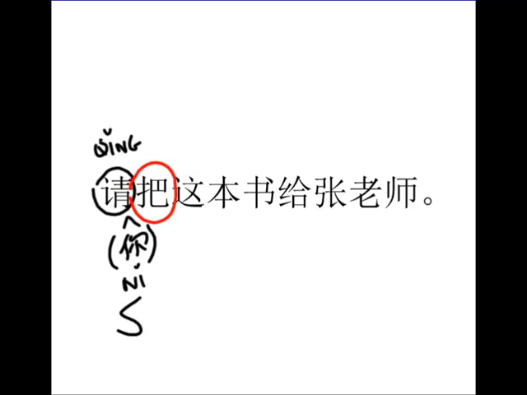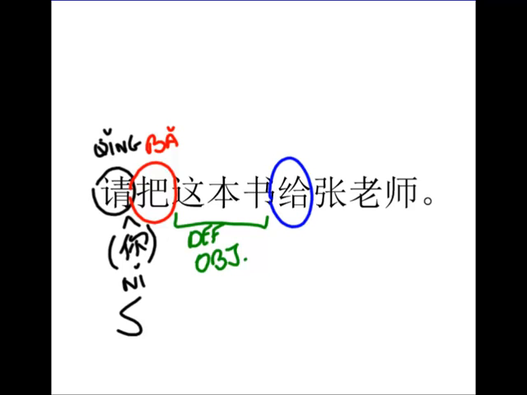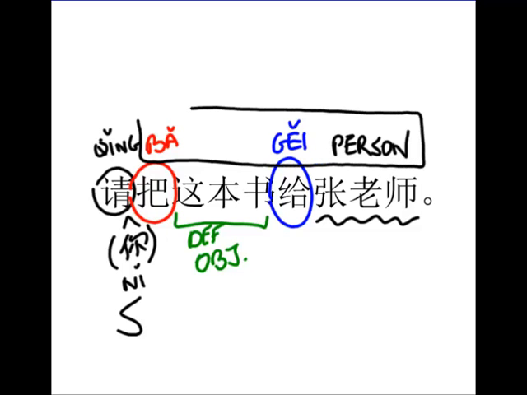Okay, there's our ba. Okay, now look again. What's our definite object? Yes, it's 这本书. There's our definite object, this book. Okay, so please take this book, and then we have to look at the rest of it. Where's our verb? Okay, it's 给. And then here's our something else. We don't have another verb here like we did in our other one, but here we have 张老师, which is just simply a person. Please give it to Ms. Zhang.